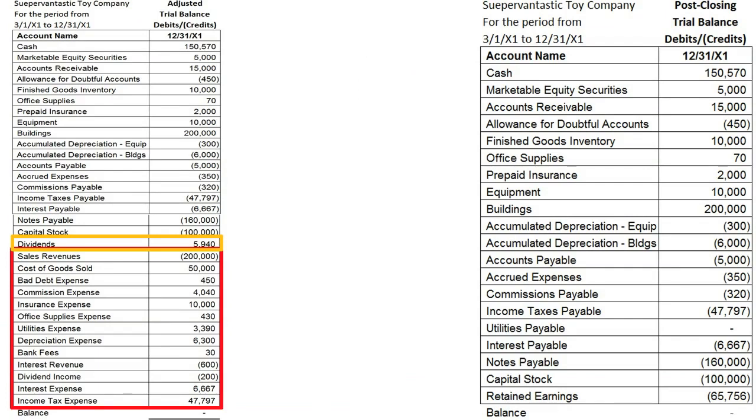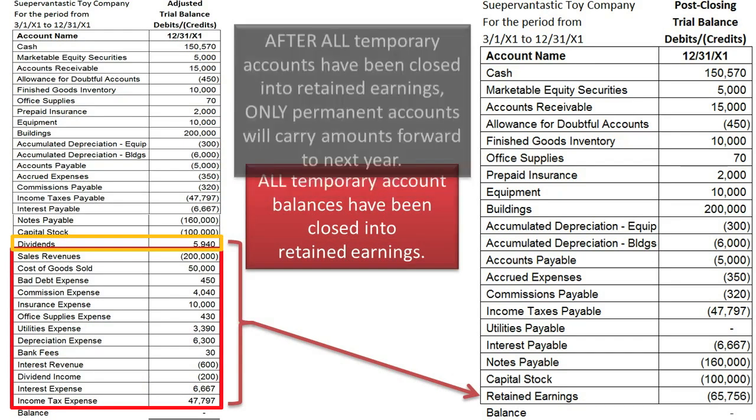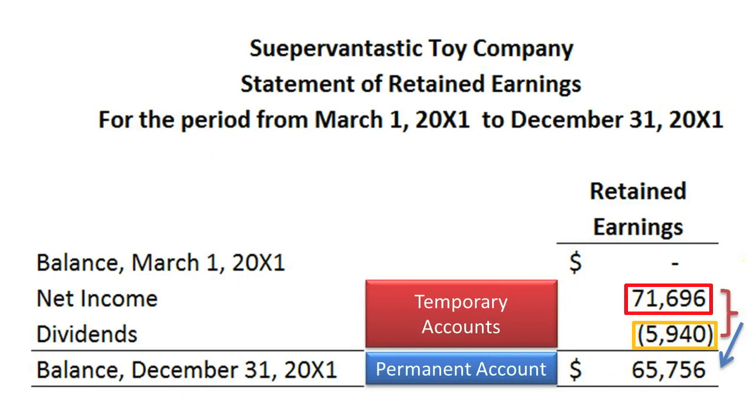The big picture is we took all these temporary accounts and we closed them into retained earnings. The post-closing trial balance now only has permanent accounts. All the accounts below that were temporary and have been closed into retained earnings, so a new year can be started with zero balances in those accounts. Effectively, what we did is we took all these temporary accounts and we put them into the permanent account called retained earnings, and this is the balance that will carry forward and keep the balance sheet in balance at the end of the year.